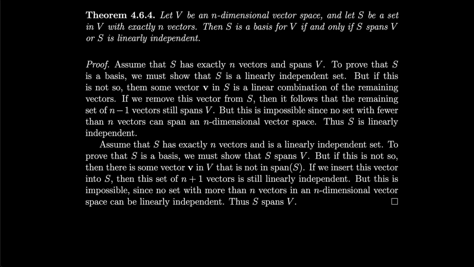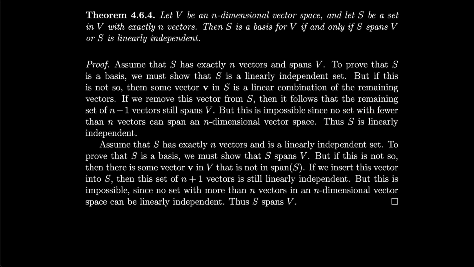So let's remove it from S. Then it follows that the remaining set of n minus 1 vectors must still span V by the plus-minus theorem, because that vector that we removed was supposedly redundant. But this is impossible, since no set with fewer than n vectors can span an n-dimensional vector space. There's no way a set of n-1 vectors could span V. So it must be that our assumption was false. It must be that S actually was linearly independent. So that means that we know that it spans because we assumed that. We know it had n vectors, but now we also know it's linearly independent, so it must be a basis.